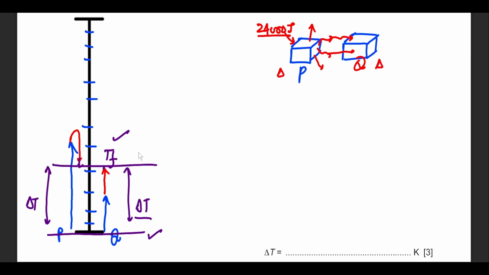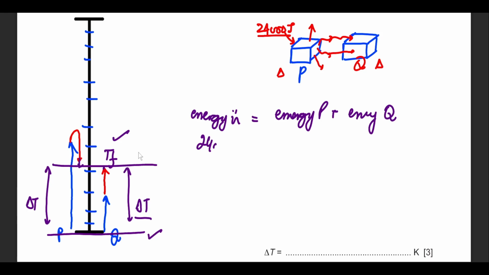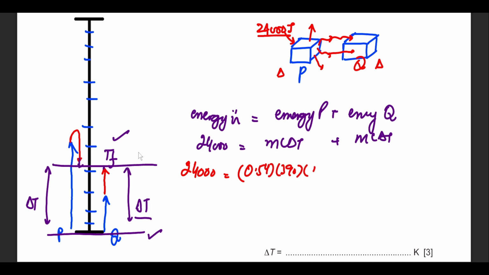Based on this logic, we simply said that the energy given into the system should be equal to the energy contained by P plus the thermal energy contained by Q. The energy brought into the system was 24,000 joules. The energy taken by P is mc delta T, and by Q is mc delta T as well. So it's just a matter of replacing values. So this will be 24,000 equals mass, which is given to us in the table, 0.54 into 390 into delta T, plus 0.37 into 910 multiplied by delta T.